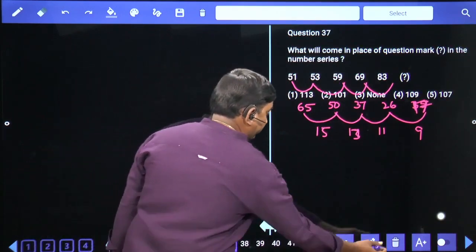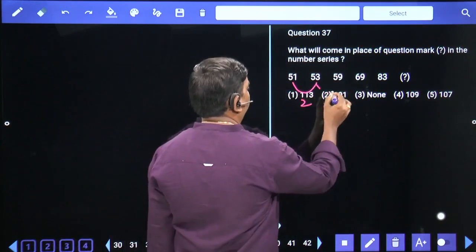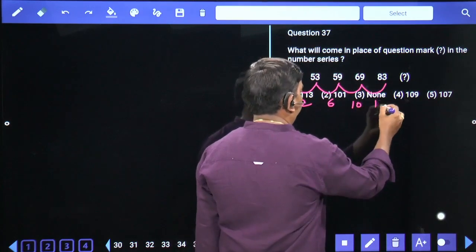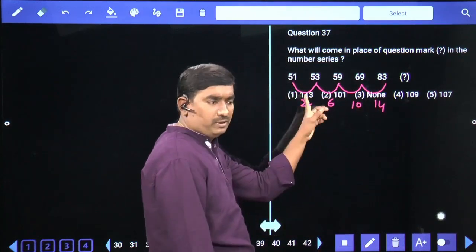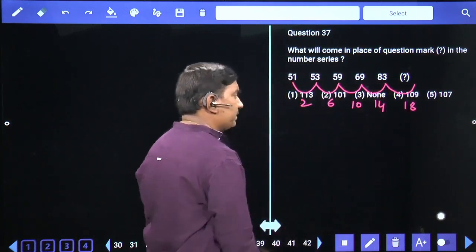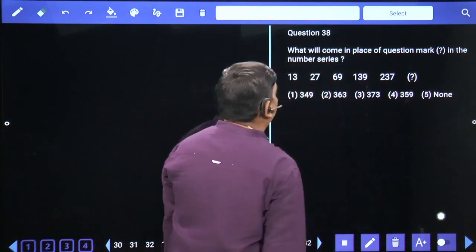Difference among difference. Difference 2, 6, 10, 14. Increase by 4. 2 plus 4, 6 plus 4, 10 plus 4, 14 plus 4, 18. 83 plus 18, 101 is your answer.